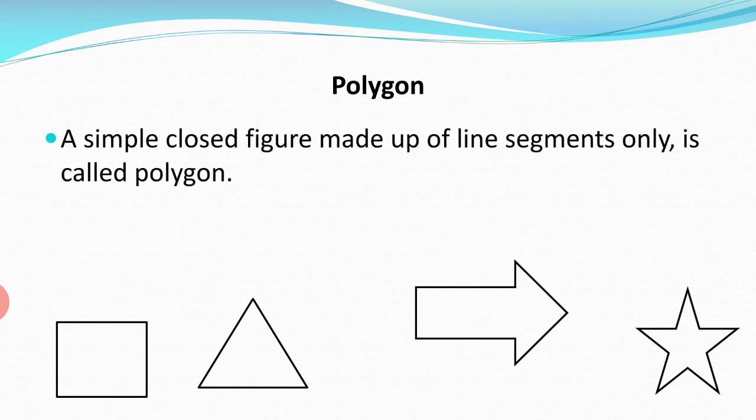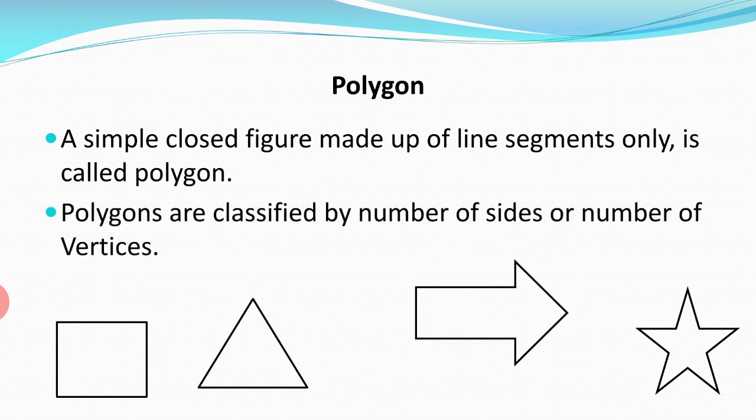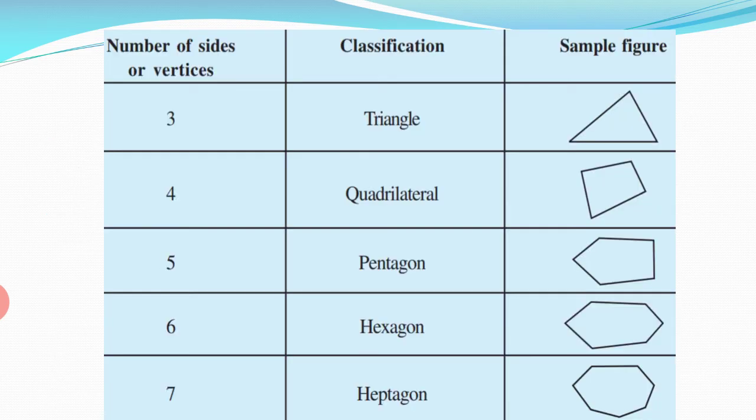So how do we define a polygon? A simple closed figure or curve made up of line segments only is called a polygon. A polygon is always classified by the number of sides or number of vertices. If the number of vertices is 3, then we call it a triangle. Can we have a polygon with 2 sides? Not possible. The minimum number of sides required for a polygon is 3.